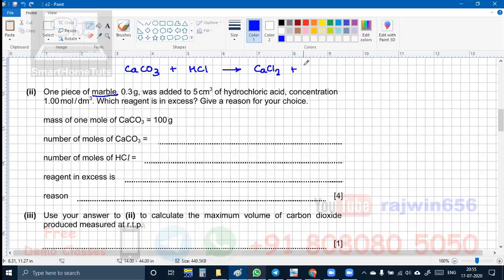What will be the other products? Water and carbon dioxide. Okay, H2O plus CO2.